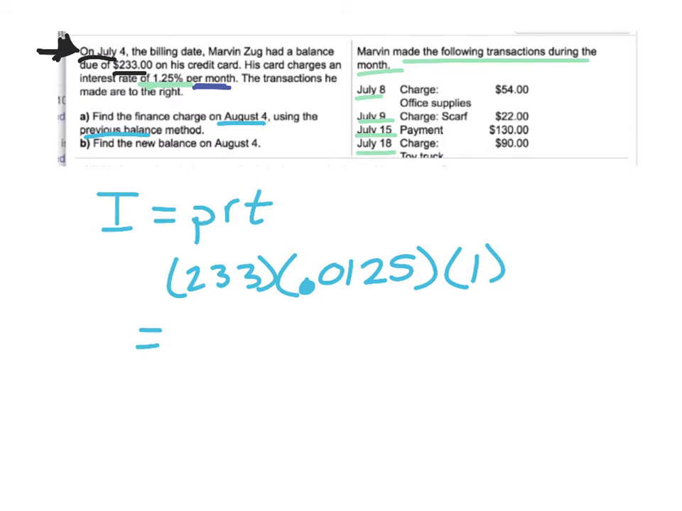If we multiply all of that together, we end up with 2.9125. And because we're talking about money, that means we need to round to the second decimal place. So this rounds to $2.91. So the amount of interest that Marvin was charged on the balance that he had on his credit card from the month before is $2.91. So that is the answer to part A.